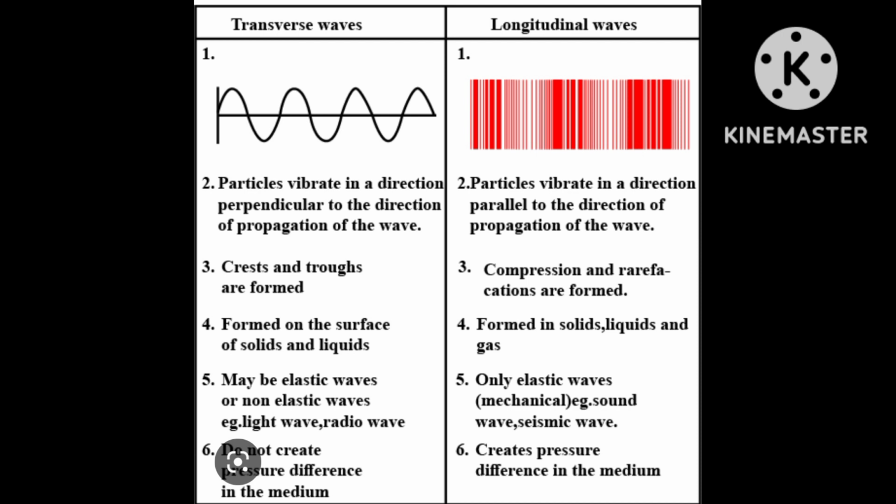Fourth, transverse waves are formed on the surface of solids and liquids, while longitudinal waves are formed in solids, liquids, and also gases. Transverse waves may be elastic waves or non-elastic waves, for example light waves and radio waves. Longitudinal waves are only elastic waves, also called mechanical waves, for example sound waves, seismic waves, etc.